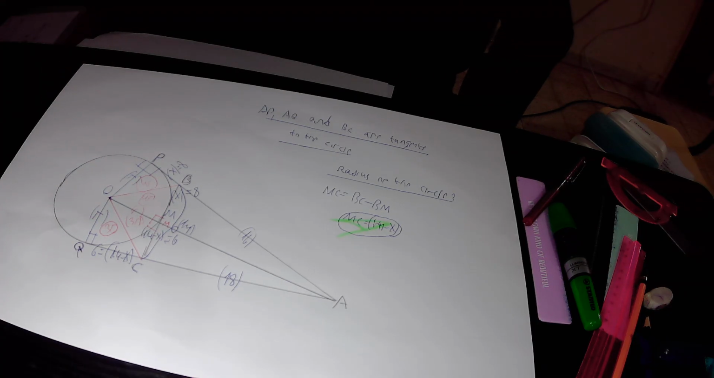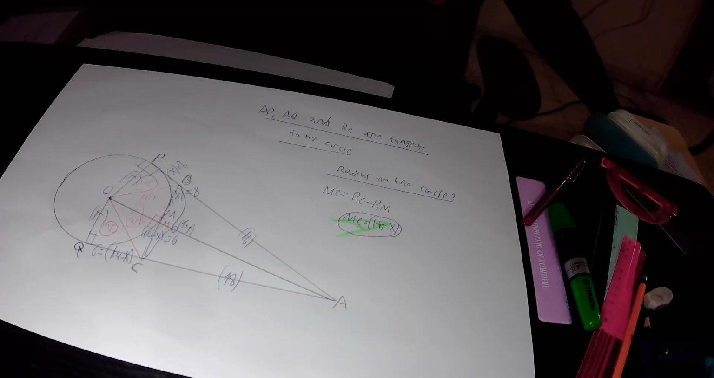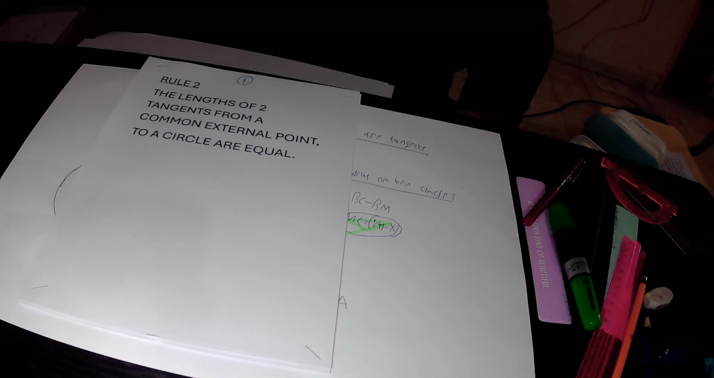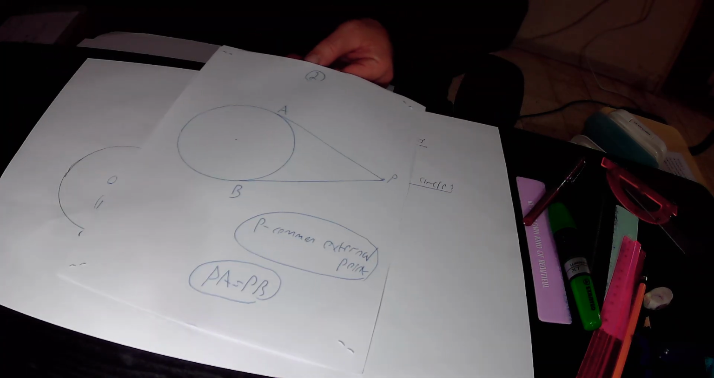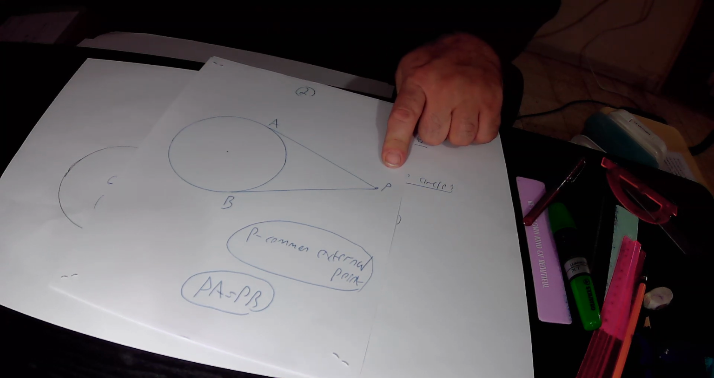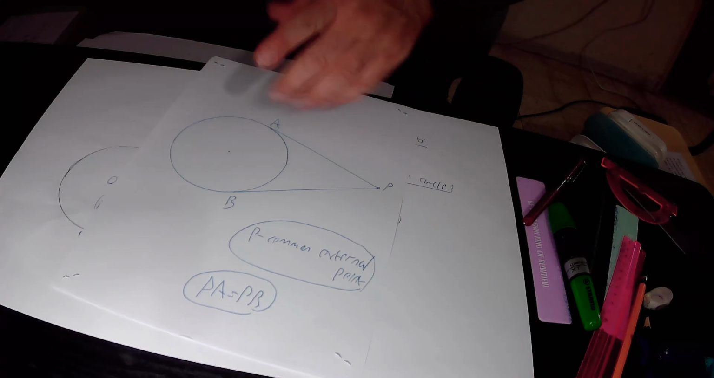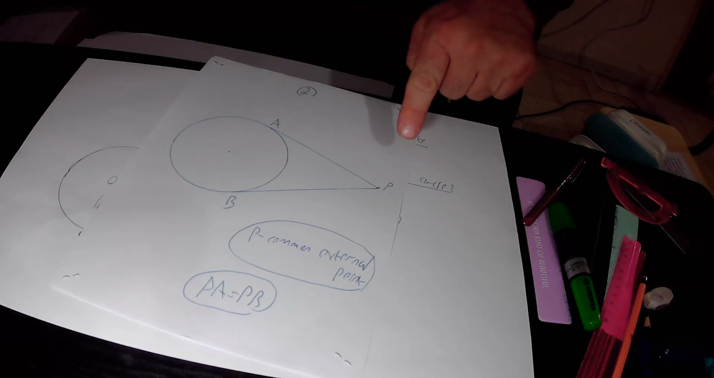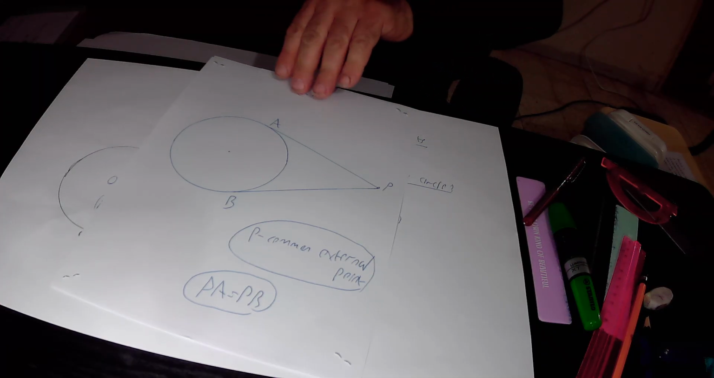In the next step, we implement rule 2 in our drawing. According to rule 2, the lengths of two tangents from a common external point to a circle are equal. In the drawing, we have a circle. This is the common external point, point P. From this point P, we have two tangents to this circle, tangent PA and tangent PB. According to rule 2, they are equal to each other. That is to say, PA equals PB. So we can definitely implement rule 2 in our drawing.